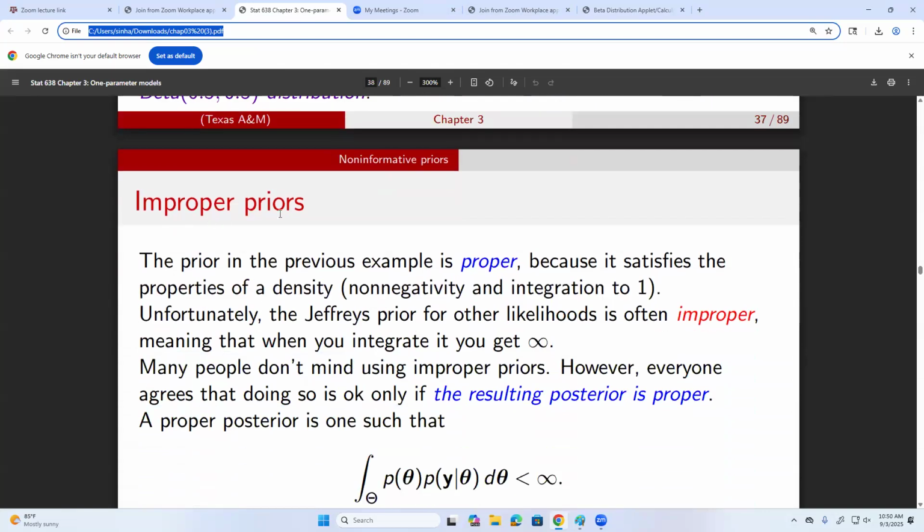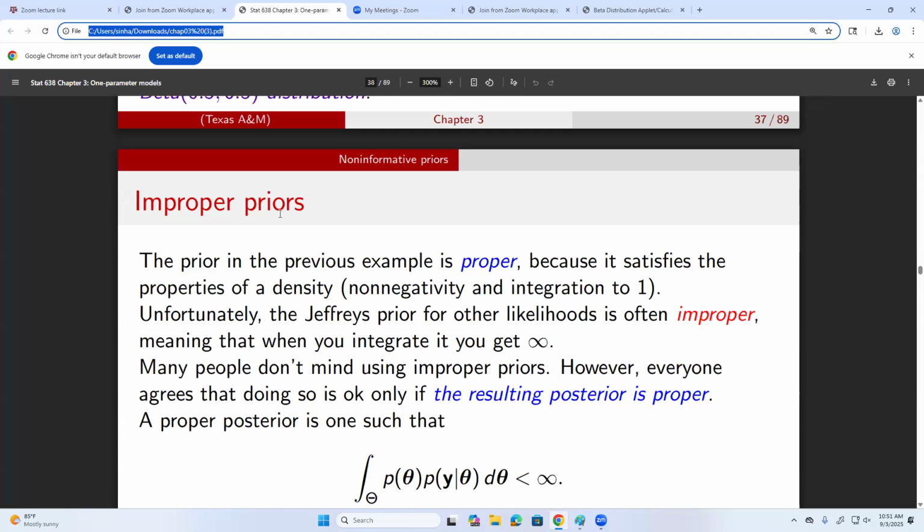Improper priors. The prior in the previous example is a proper prior. That means if you integrate the prior distribution over the domain of the parameter, it is equal to 1. It is a proper prior distribution. Unfortunately, Jeffreys prior for other likelihoods is often improper, meaning that when you integrate it, you don't get a finite value, you get infinity.